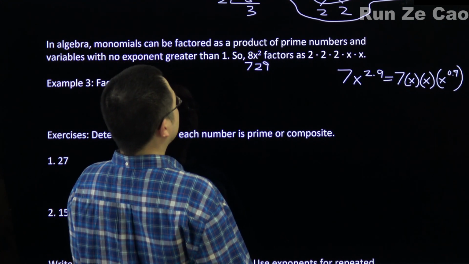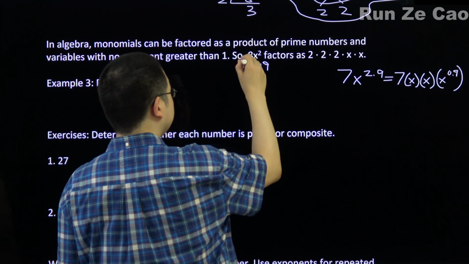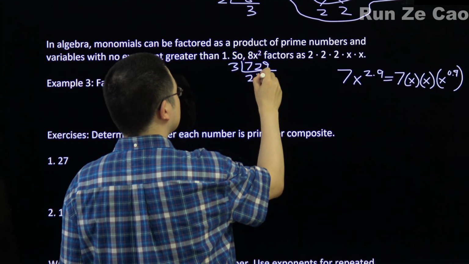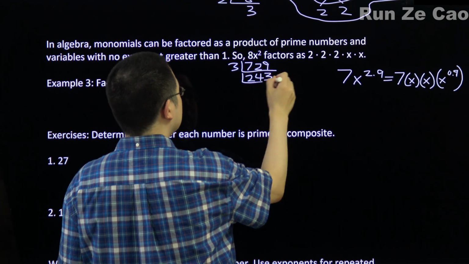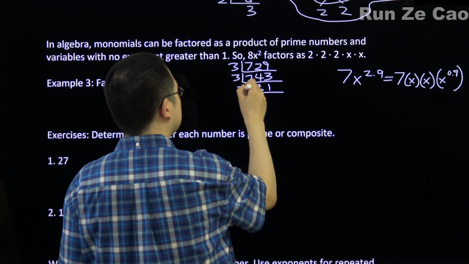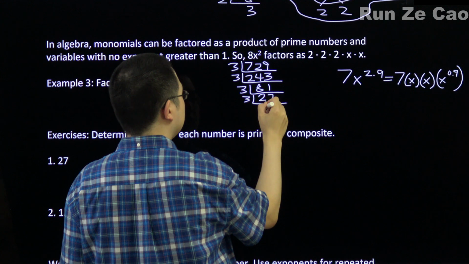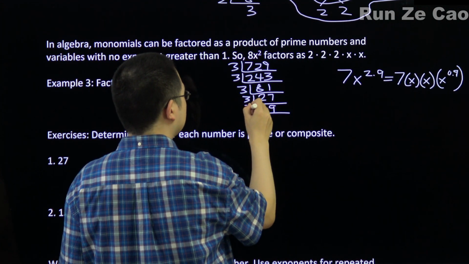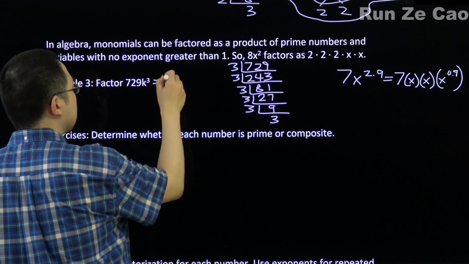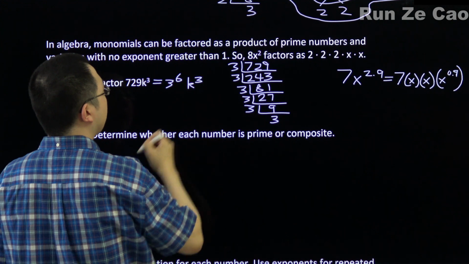Is it divisible by 3? Well, the digits add up to 18, so yeah, it's divisible by 3. And that gives us 243. Divide by 3 again for 81. Divide by 3 again for 27. Divide by 3 again for 9. And divide by 3 again for 3. So it's 3 to the 6th power, k to the 3rd power.